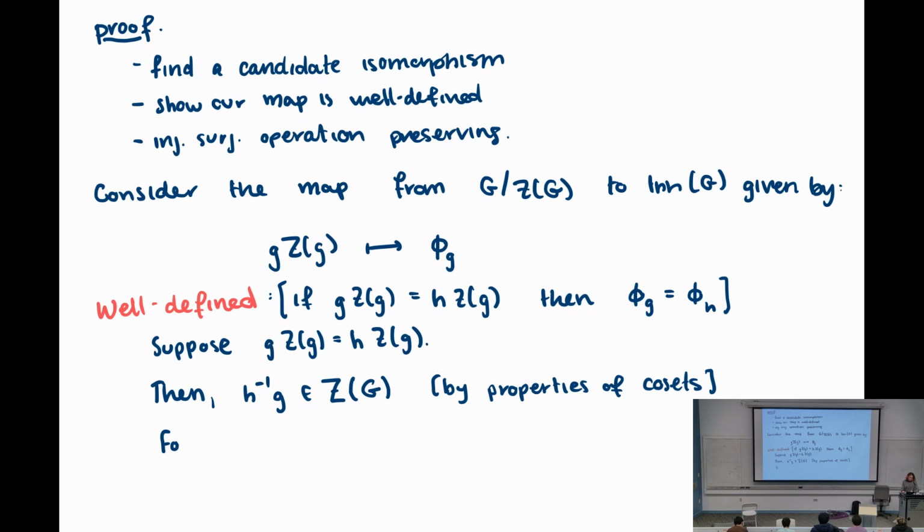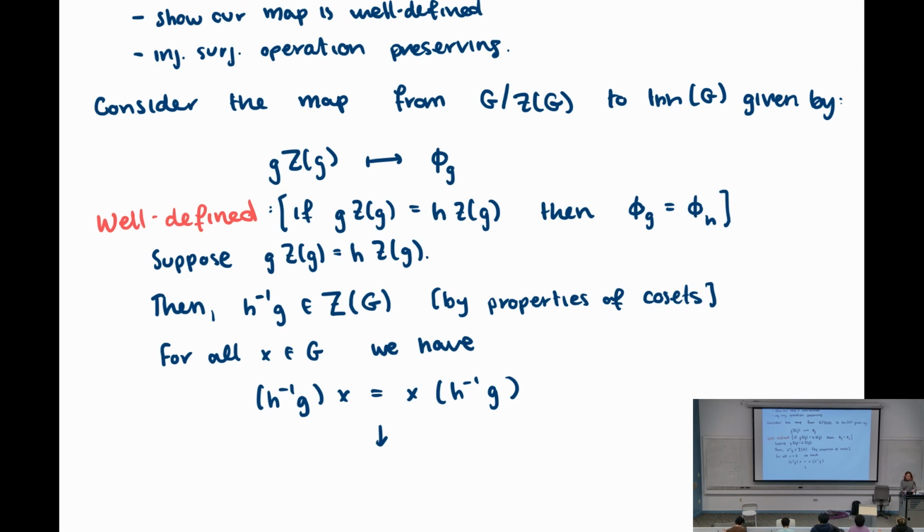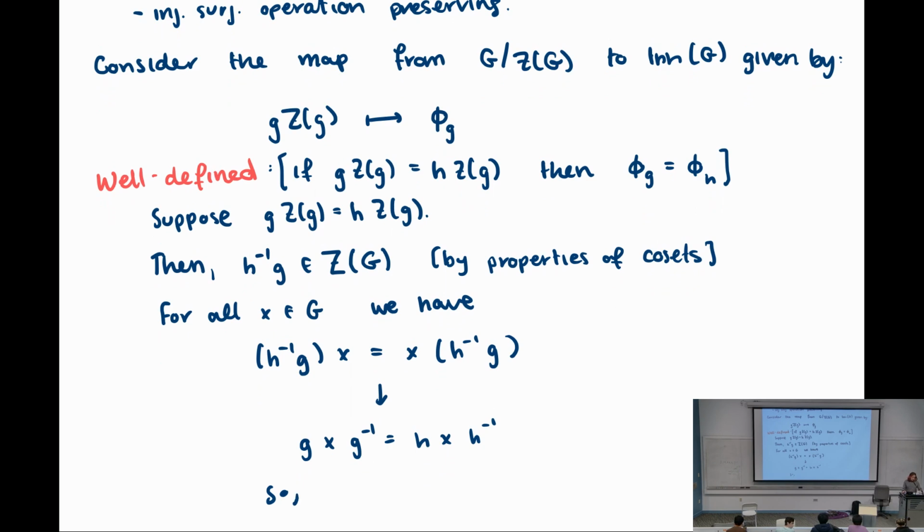So that means that for all x in G, I'm just translating what it means that h inverse g is in the center of G. For all x in G, we have that this element h inverse g and x commute. So h inverse g x is equal to x h inverse g. But then multiplying both sides on the right by g inverse and both sides on the left by h, I get that g x g inverse is equal to h x h inverse. And that statement holds for all x in G. So that means that phi g is equal to phi h.